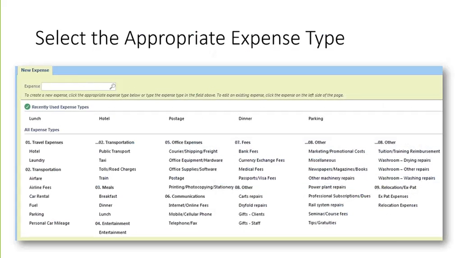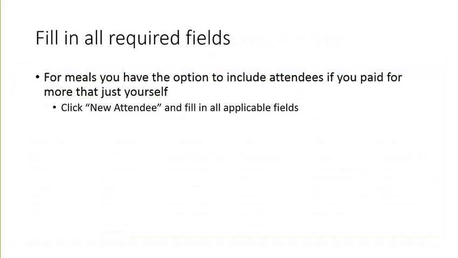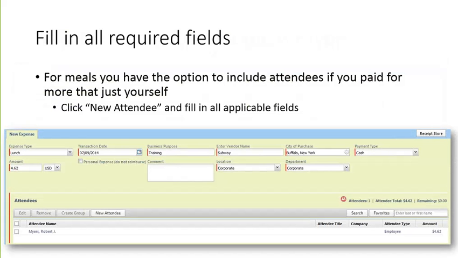This is the screen that you will see after you click Next. In this example, we are going to choose a lunch that we're going to create an expense report for. For meals, you have the option to include attendees if you paid for more than just yourself. If you click on New Attendee and then fill in all applicable fields, it will allocate your total amount between how many people are at the lunch. Again, fill in any relevant information and required fields with a red tab.